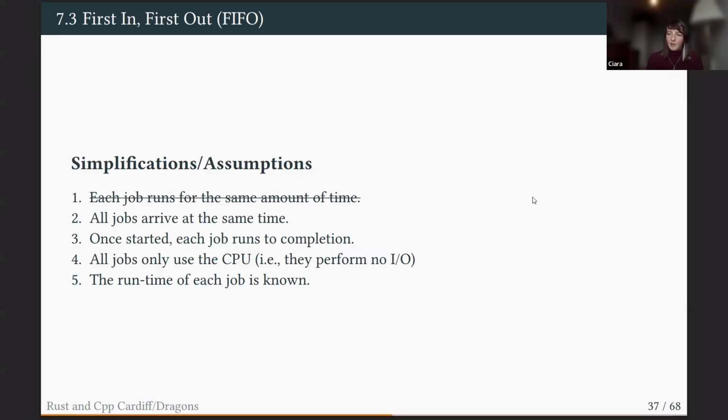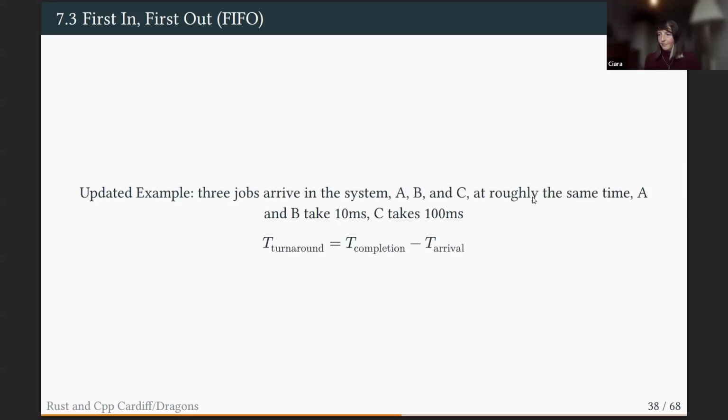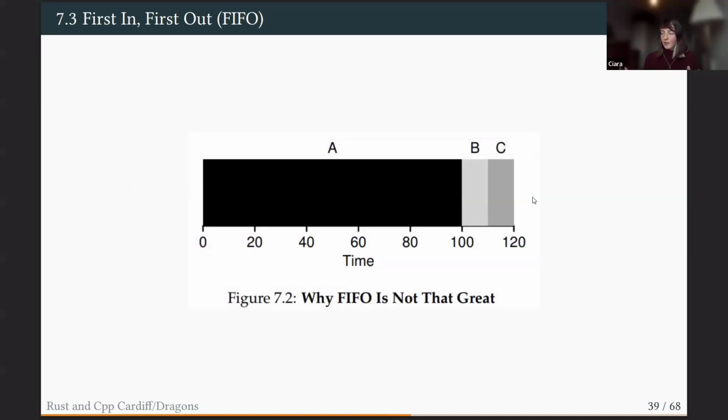But what if we do away with that initial simplification? What if these jobs don't run for the same amount of time? So let's say that A takes 100 milliseconds. Again, all of them are arriving at roughly the same time. But now suddenly you could end up with this slightly pathological case where your longest process might be getting in first. You've kicked it off, and now your other two are just waiting there, even though they would have been done really quickly. They would have been in and out in 10 milliseconds.